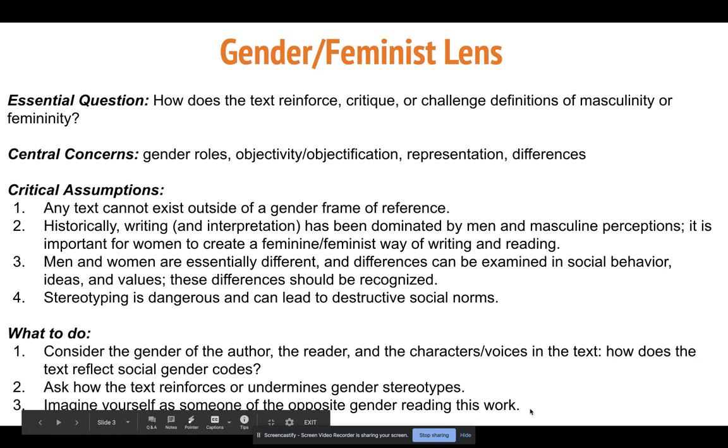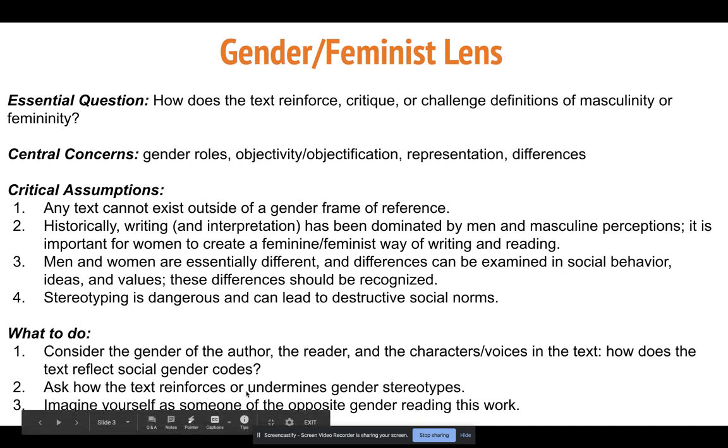Okay. What to do, right? So just a few steps to consider when you're watching your movie or your text, reading your book, or watching your TV show. Consider the gender of the author. Consider your gender as the reader and the characters' voices in the text. How does the text reflect social gender codes, right? That could lead you to a place where you talk about in your writing how the show reflects these specific people, the author, the reader, and the characters. Do they match? Do they reflect? Are they all behaving, right? Are women in the kitchen? Are men at work out on the car? Or are they reversed, right? These are things you're going to start thinking through.